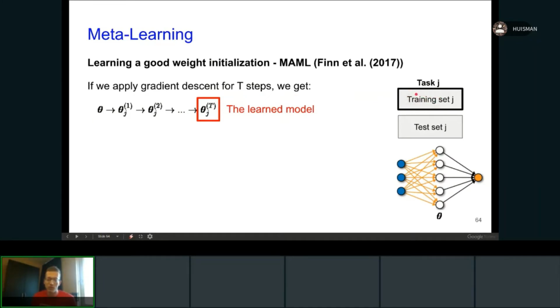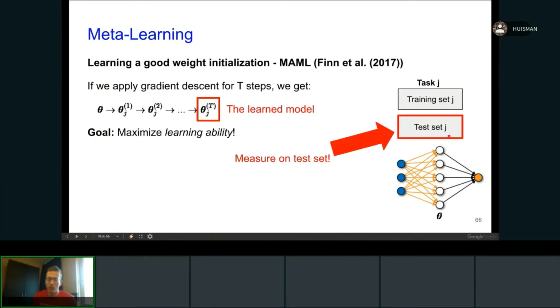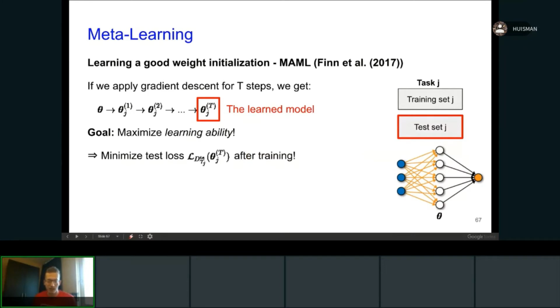Now, our goal is, however, to maximize the learning ability. And if you think about this, learning does not mean that you can memorize well, but that you can actually generalize well. So what we want is that if we have learned the concepts in this training set correctly, then we would also expect the performance on the test set to be reasonably good, right? So our goal is really to take this loss on the test set into account and to try to minimize this loss. And minimizing this test loss corresponds to maximizing our learning ability. And it turns out that is the beautiful thing of MAML, is that you can simply optimize this objective using regular gradient descent.